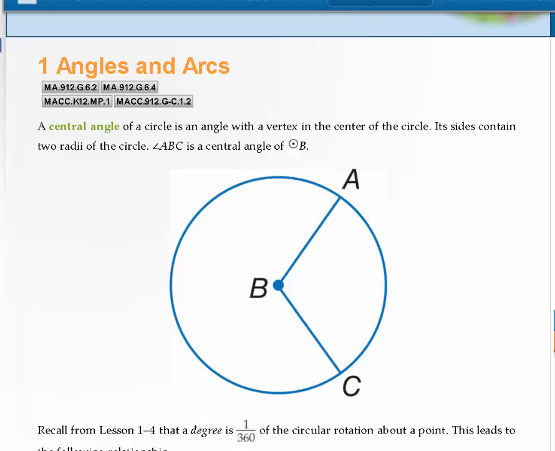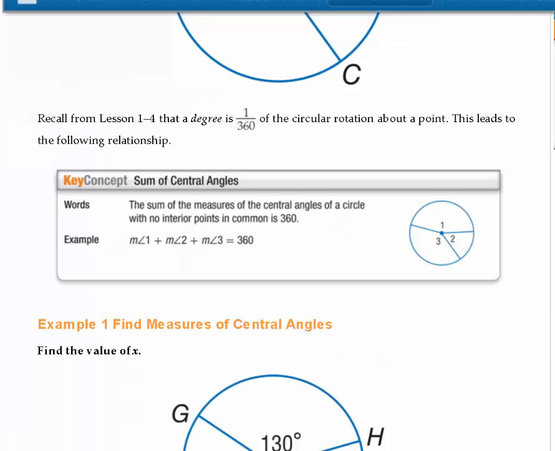In this lesson, we're going to see angles and arcs. We're going to start with the central angle of a circle. That is an angle with a vertex in the center of the circle, this one, and you have another side and another side BC that are formed by the two radii of the circle. So my central angle is going to be ABC.